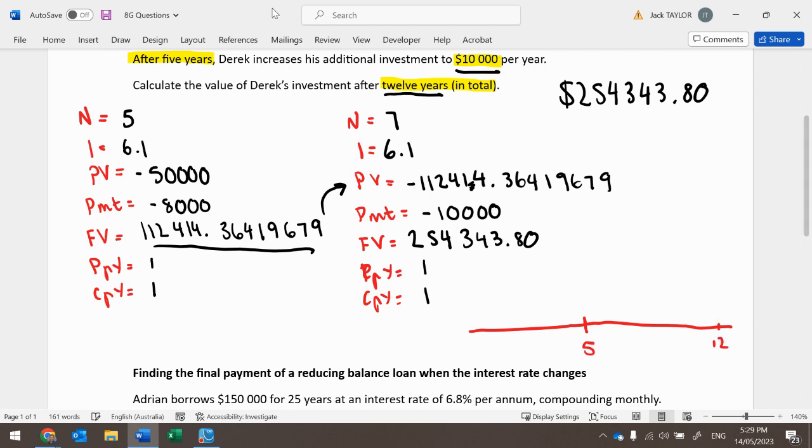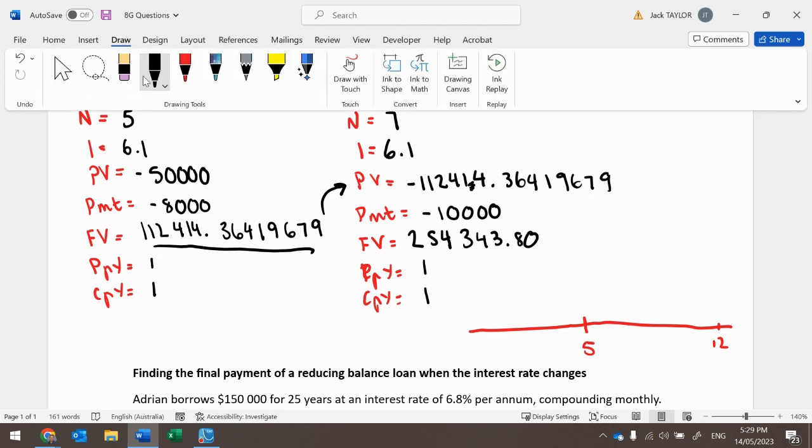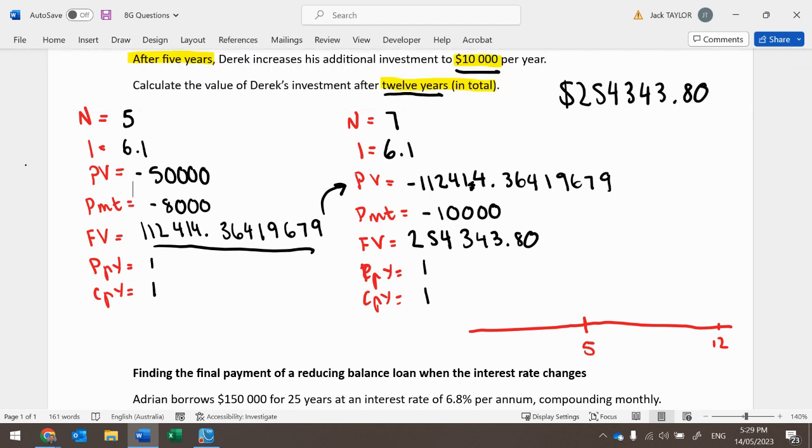That's the 12-year period where the investment finishes. So for that first part, it was $8,000 for the payments. At the 5-year mark, it was worth $112,414.36. So I forgot to mention it started at $50,000. And then the payments changed to $10,000, which meant it finished on $254,343.80.